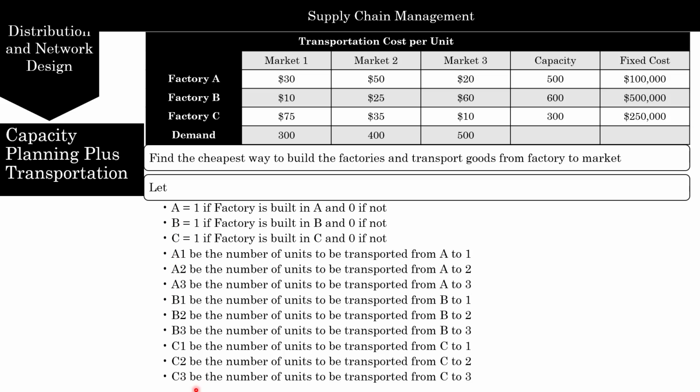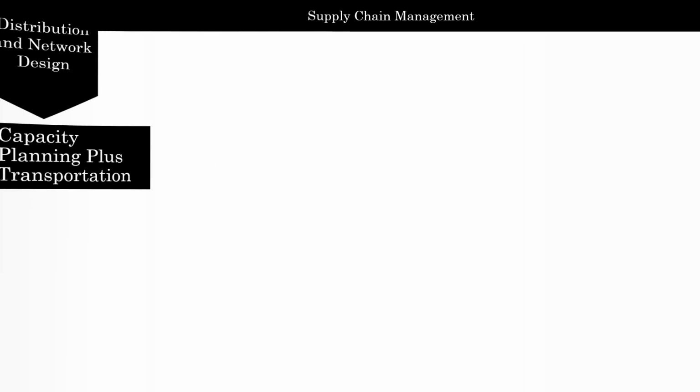So if you look at the variables, they're pretty much the same, except you have 3 new variables, A, B, and C. Each one is a binary variable. A is 1 if you have a factory in A, 0 if not. B is 1 if you have a factory in B, 0 if not. And C is equal to 1 if you have a factory in C, and 0 if not. So while A1, A2, B1, B2, B3, C1, C2, C3 all remain the same from the previous model, you are really dealing with 3 new variables, and they are binary variables.